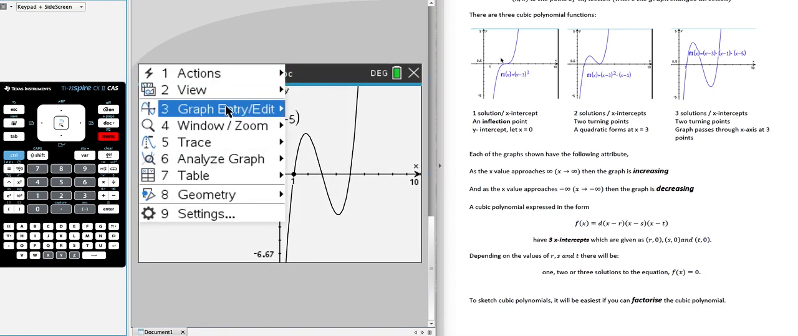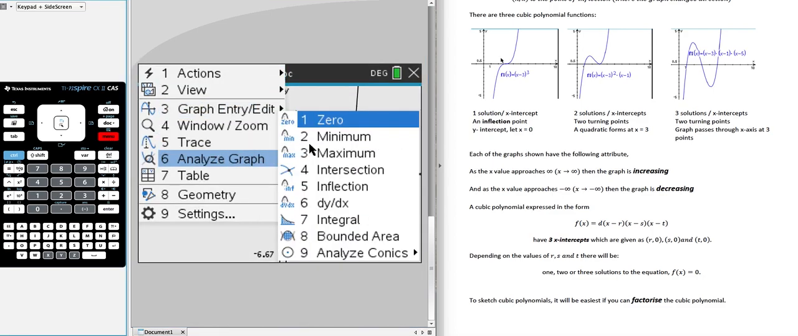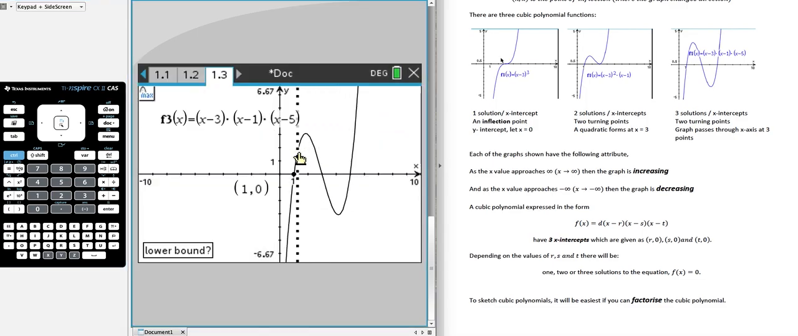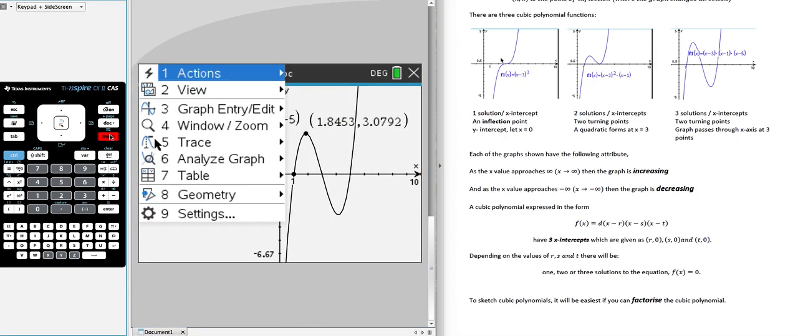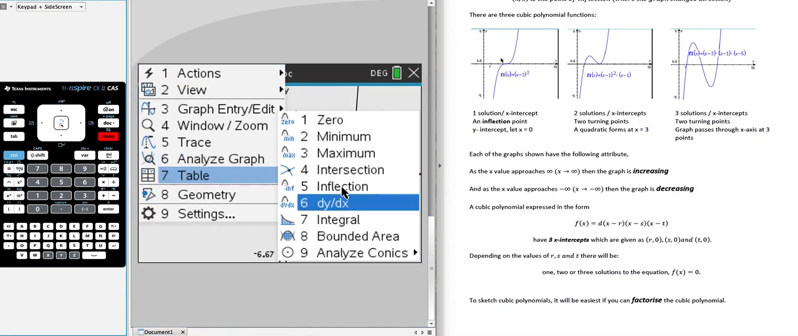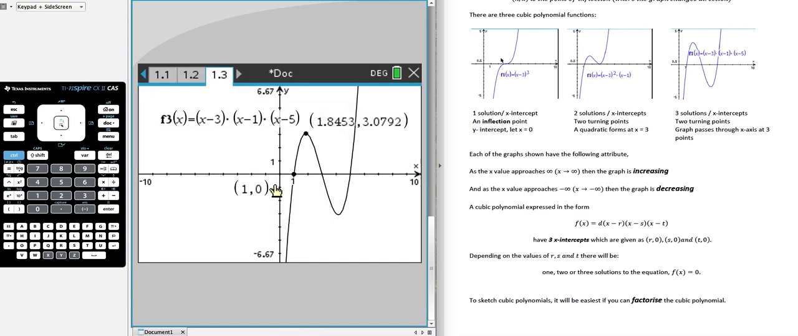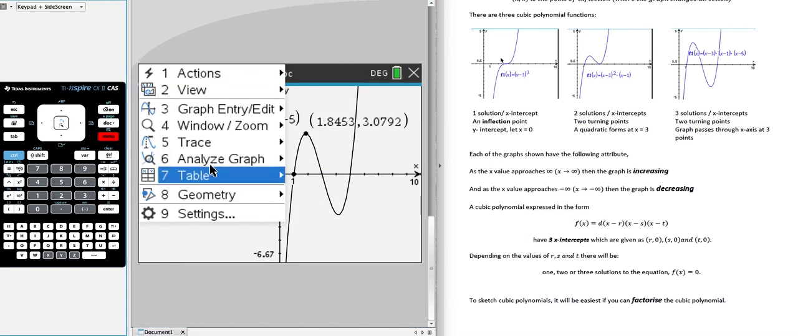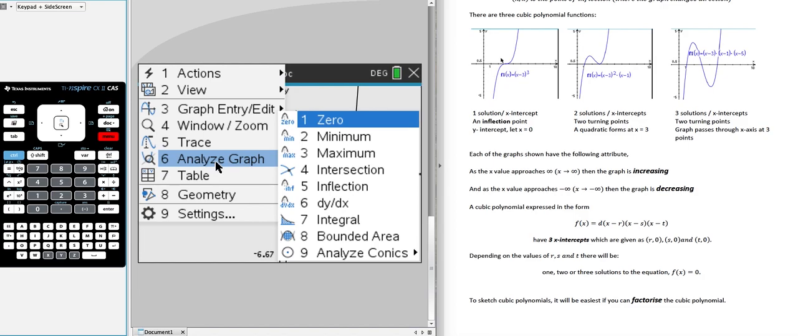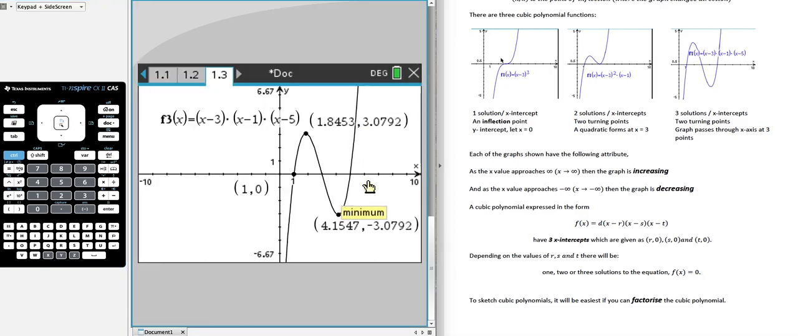We can then find, of course, analyze graph and do the maximum, and there's my maximum. I can even do analyze graph, and if I try to do inflection point, it doesn't do anything, because there's no inflection point. They're considered turning points when it's not in the normal form, or the base form of a cubic. So that's why we have to do these things, so we can see where the turning points are.